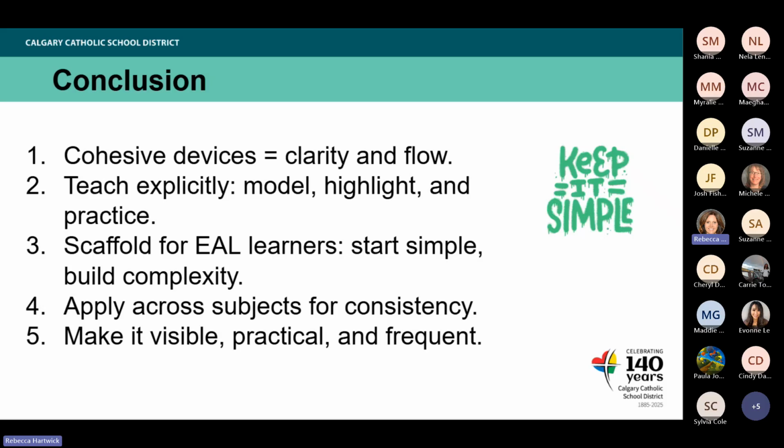So first of all, cohesive devices are used to increase clarity and flow in our speaking and writing. And number two, it's really important that we're teaching them explicitly. We need to model them, highlight them, and practice them as much as we can. And scaffolds for EAL learners or any students in your class who require extra support are always beneficial and helpful to all students. So start simple, and then we can build with complexity and also pull away those scaffolds as students don't need them anymore.